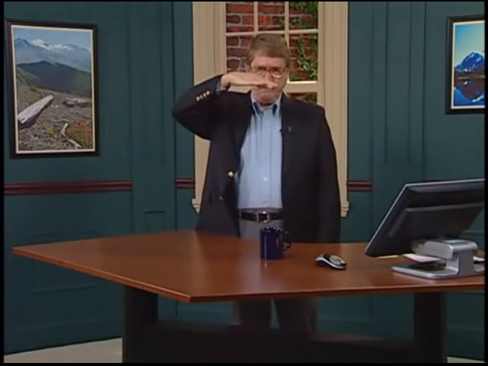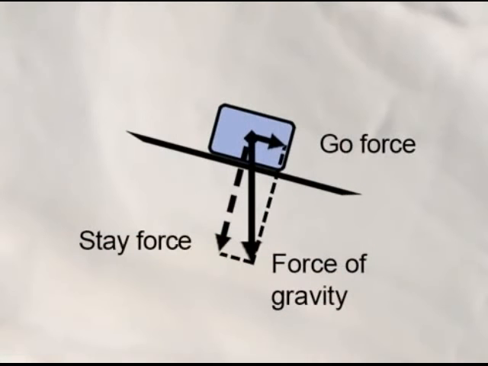But note, if your angle of slope is fairly shallow, the go force is smaller than the stay force. So my question to you would be, would an object sitting on a slope, let's say maybe 20 degrees or so, move down slope? Well, I don't think so. Why not? The stay force is too big. It's bigger than the go force, so I don't think it would go.